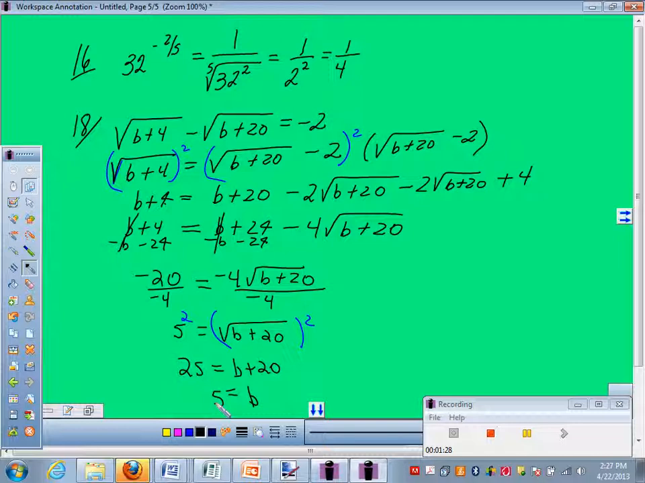You have to check it, because when you square both sides, you're changing positives and negatives to all positives, so sometimes you create an answer that does not work. Where do you check it? In the original problem.